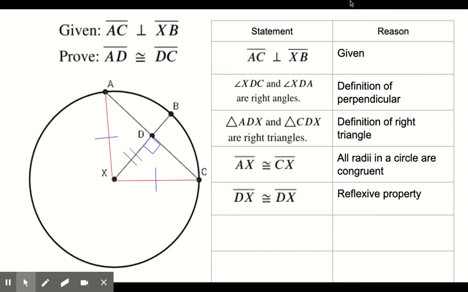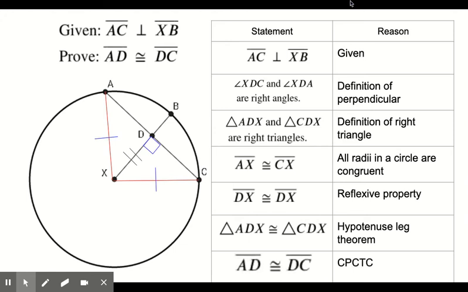DX congruent to DX, reflexive property. And you thought we were never going to use this again. Triangle ADX is then congruent to CDX by hypotenuse leg. The hypotenuses are congruent and they have a leg that is congruent. Therefore, AD has to be congruent to DC because of CPCTC. Congruent parts of congruent triangles are congruent.